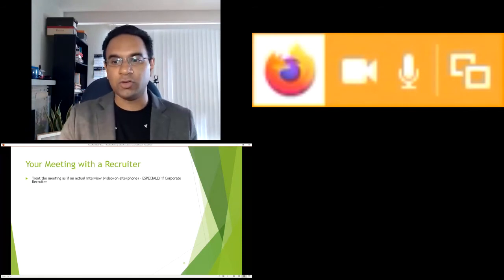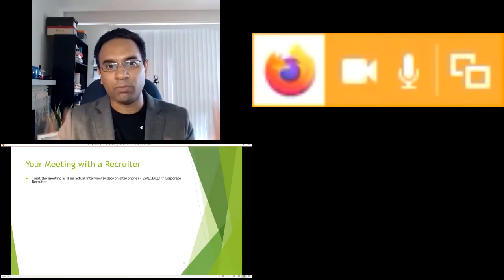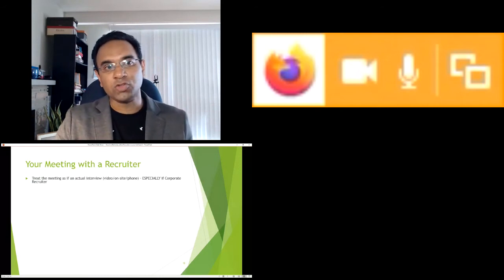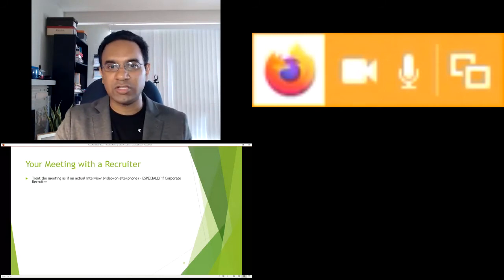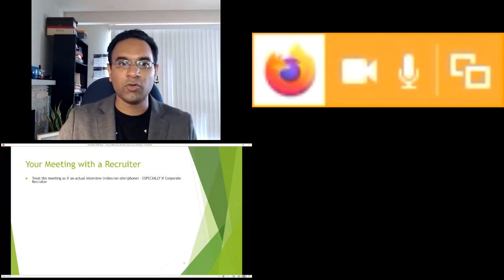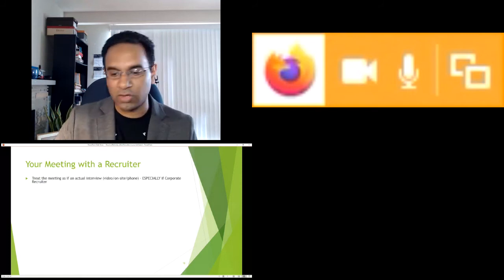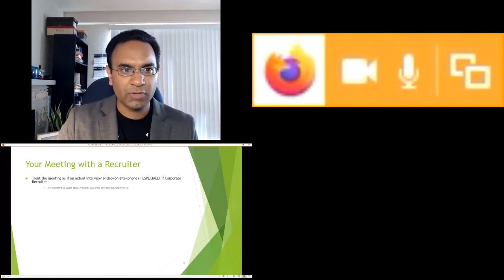But even if it's a staffing agency, you still want to treat it like any other interview, because the staffing agency is being employed by an organization. Remember, an organization is paying the staffing agency to go out there and find them top talent. So the staffing agency is going to be evaluating you as a potential candidate and as a potential fit for whatever positions they're recruiting on, and if not right now, maybe something potentially in the future, right? So first impressions still count, folks. So make sure you keep that in mind.